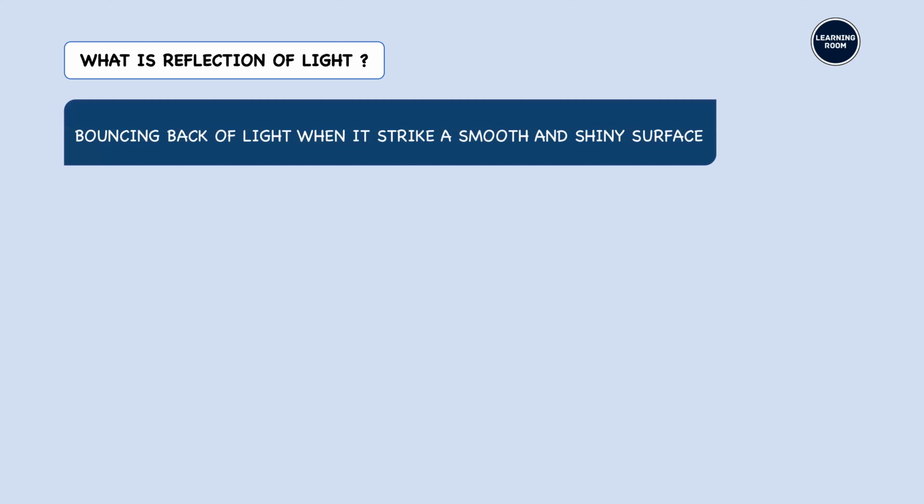Right? So what is reflection of light, basically? How do you define it? If I ask you to give a definition to it, how are we going to define it? Basically, reflection of light means bouncing back of light when it strikes a smooth and shiny surface.